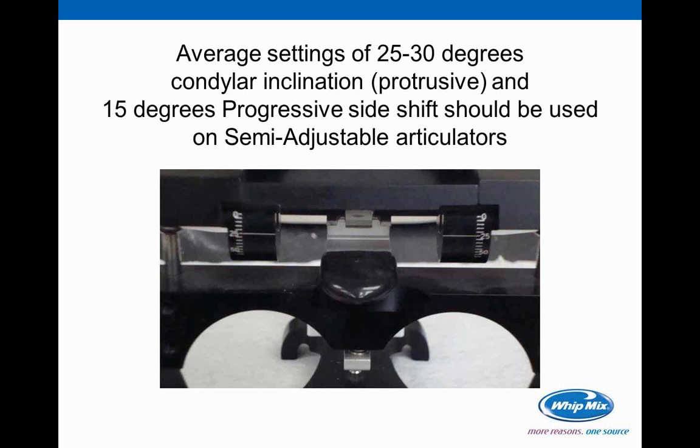All right, now, if you've not been given any other information, you're going to use average settings of 25 to 30 degrees condylar inclination, which is protrusive, and 15 degrees progressive side shift. And you can set your articulator up like that, or if you have a fixed articulator which has the information already plugged into it, this is where you're going to have to go anyway because you weren't given that information by the dentist. So you're just going to use average settings, even though you have a very fancy articulator. You're going right back to average settings, so just get them set at that position.